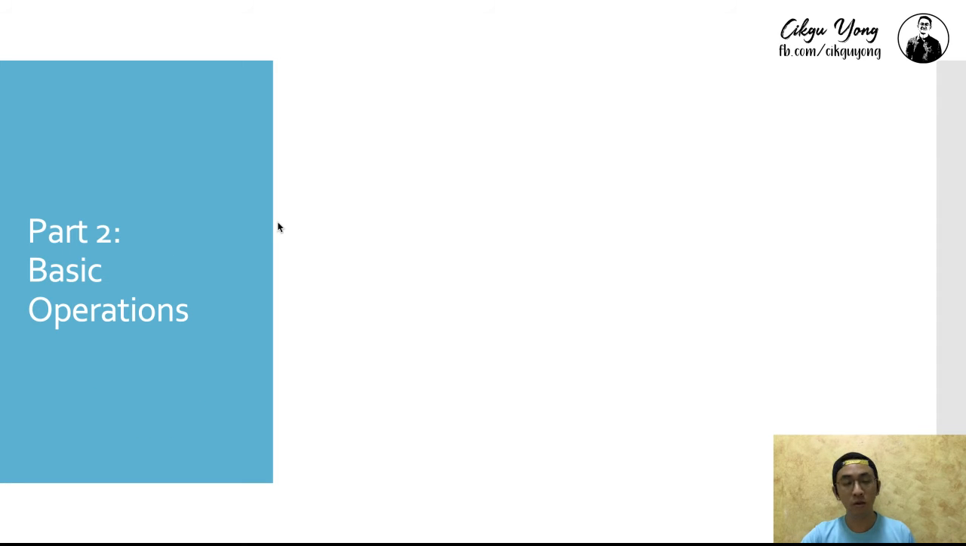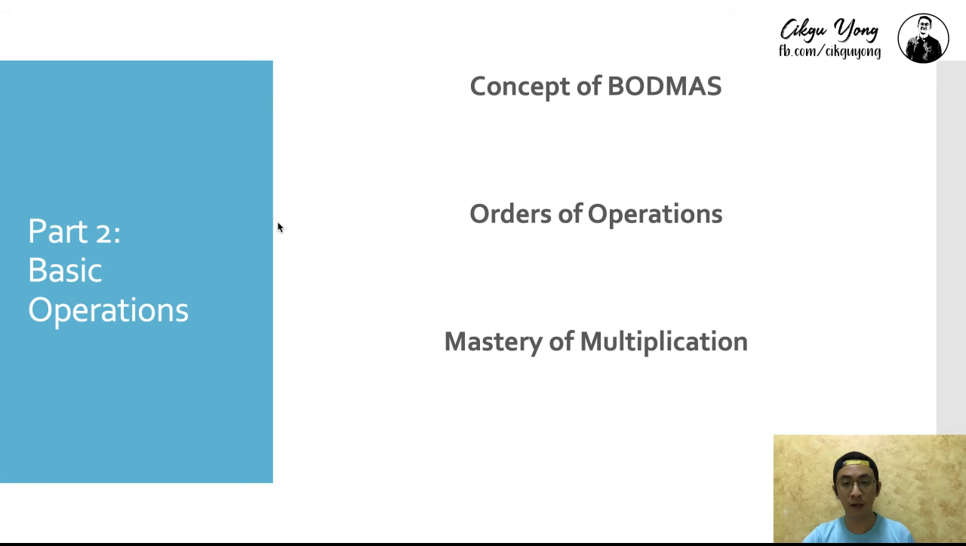So let's see. This is part 2, basic operations. This is something that I think you will have to know before going through part 3, part 4, or even your Form 2 syllabus. So we'll go through the concept of BODMAS. BODMAS, again, is bracket, of, division, multiplication, addition, and subtraction.